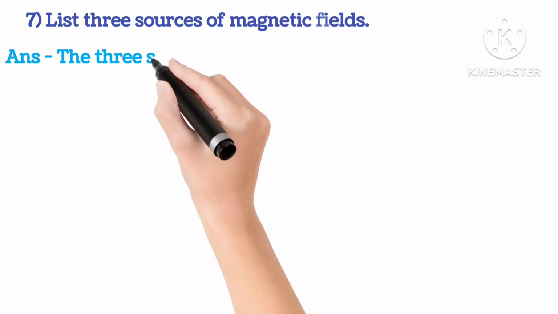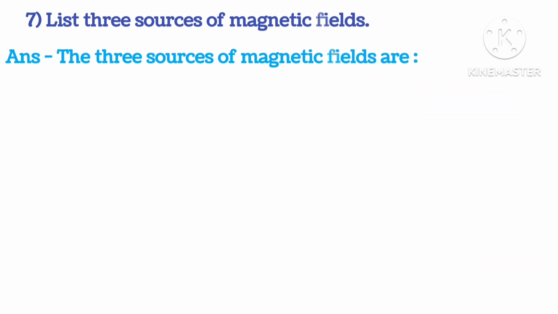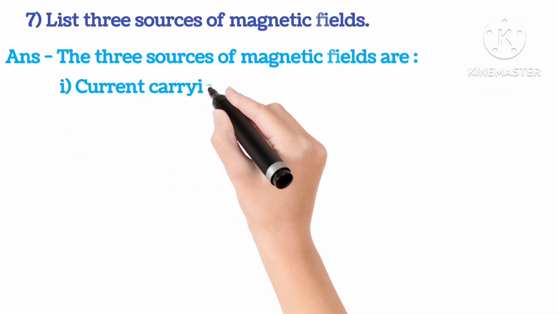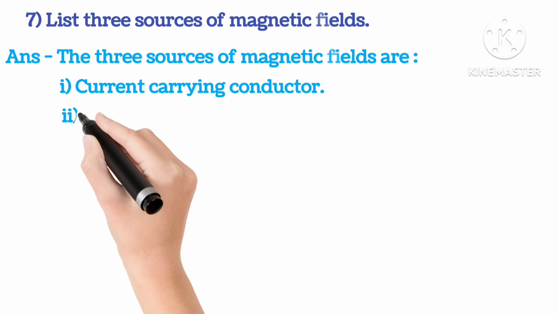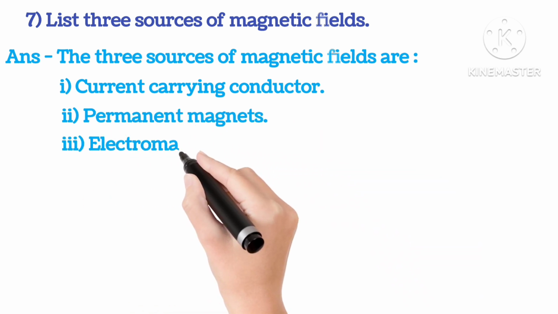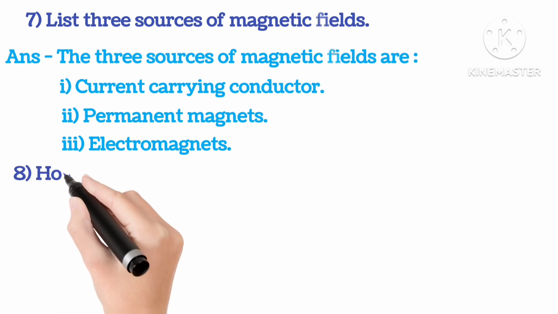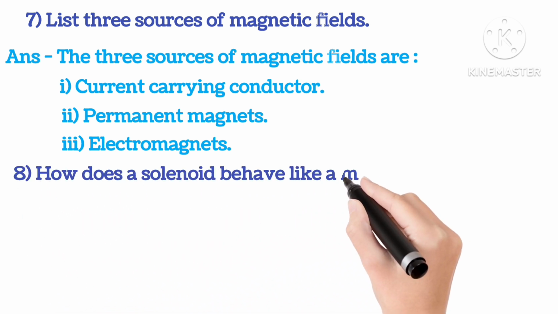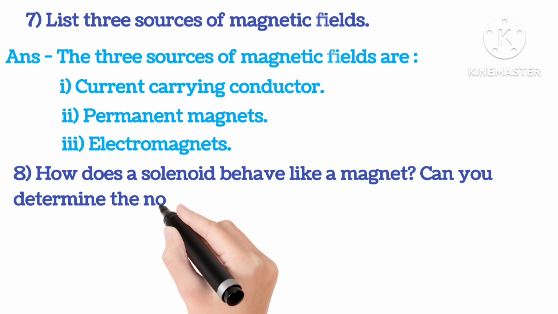Seventh, list three sources of magnetic field. The three sources of magnetic fields are A. Current carrying conductor, B. Permanent magnets, and third is electromagnets.